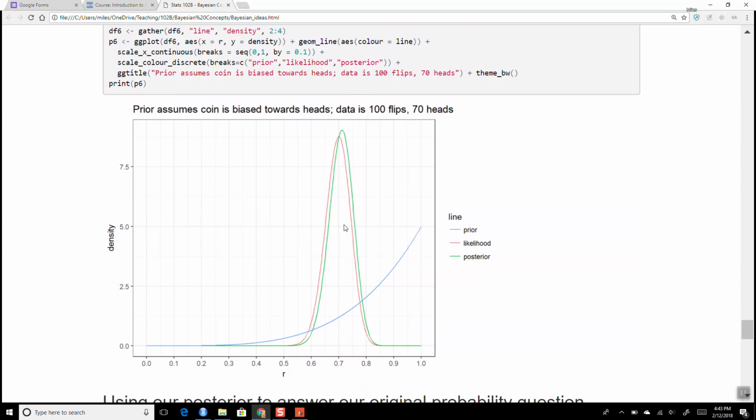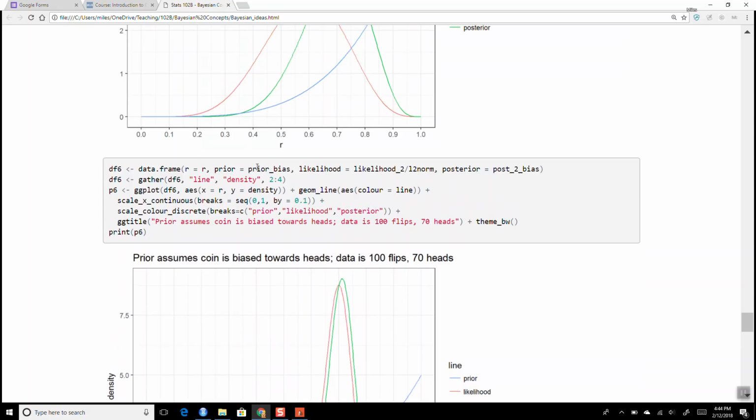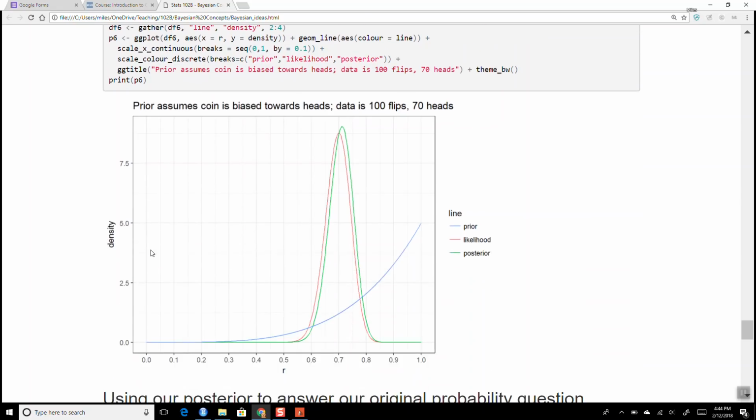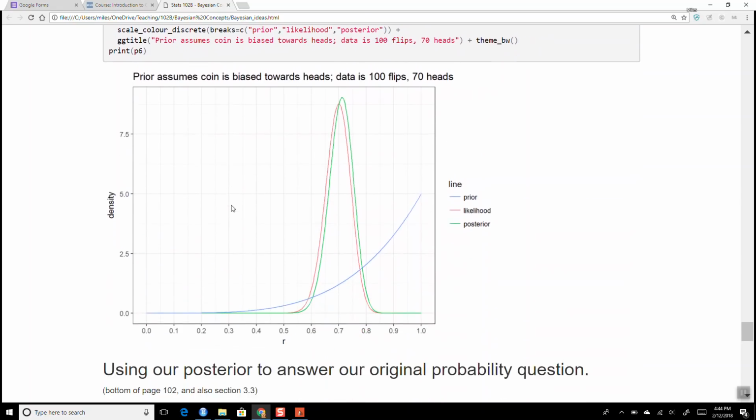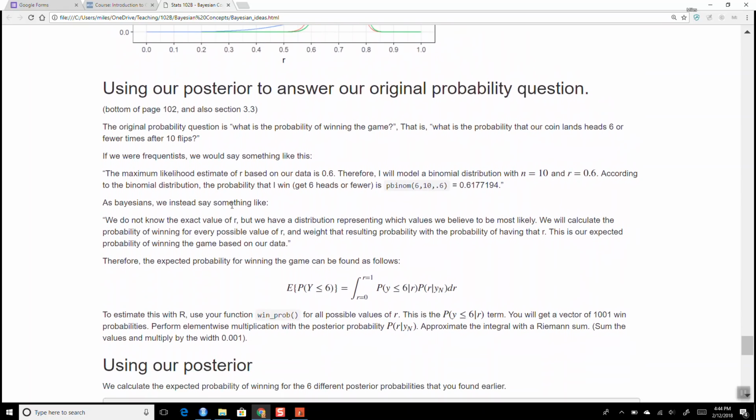We could draw even more combinations between the prior and the likelihood, and we'll see that the posterior is a blend between these two things. You can go through and mess around with creating new vectors for the prior, the likelihood, and the posterior. I'm hoping this code is not so difficult to parse. I guess I can add more text.